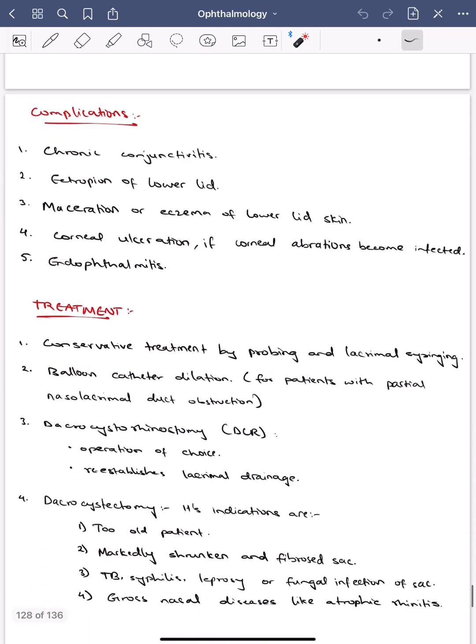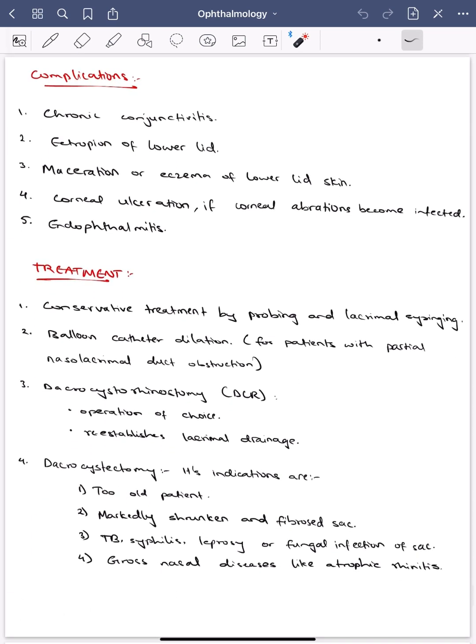Now coming to the complications of chronic dacrocystitis. Now the first complication is chronic conjunctivitis. That is, remember, there is oozing out of purulent discharge, and this can result in conjunctivitis. So hence the first complication is chronic conjunctivitis.